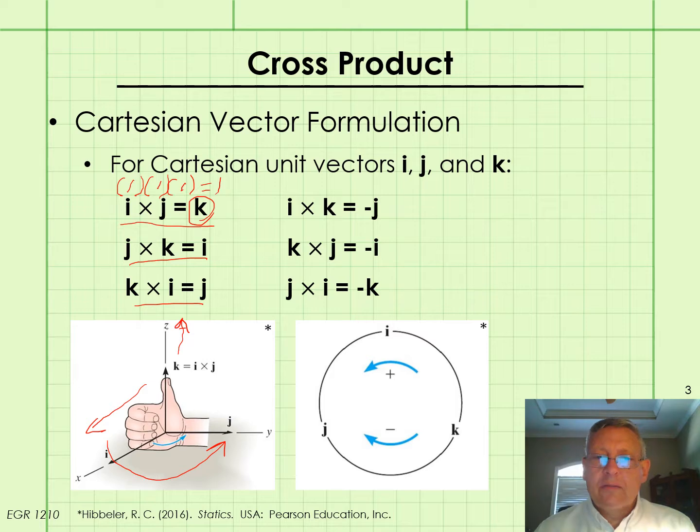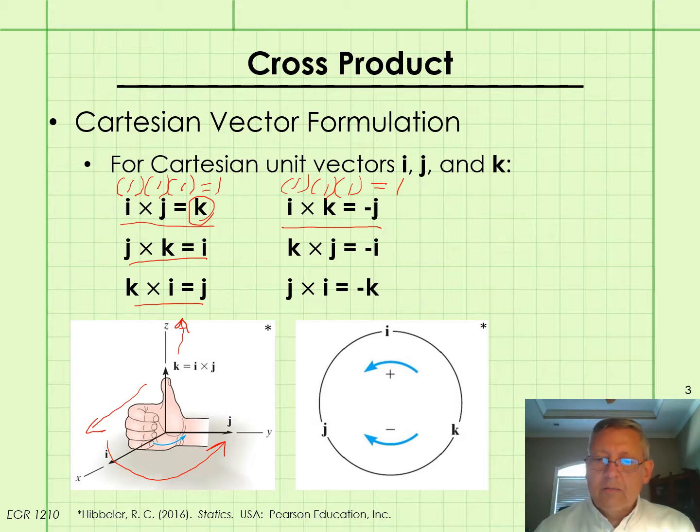Let's look at the second three. Now we have i cross k equals minus j. Let's see if we can figure out how we got that. Okay. So again, we have a magnitude of 1 times a magnitude of 1 times the sine of 90. So the magnitude of the resulting vector is 1.